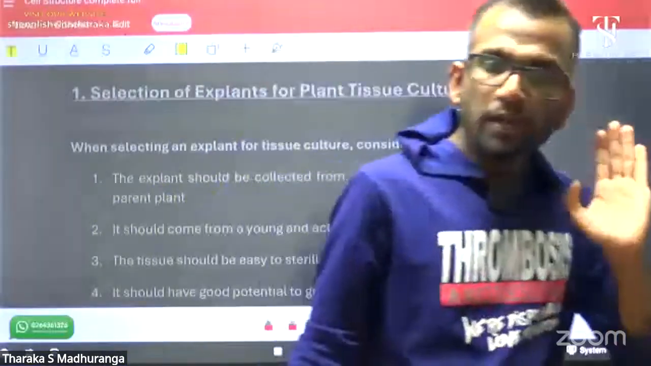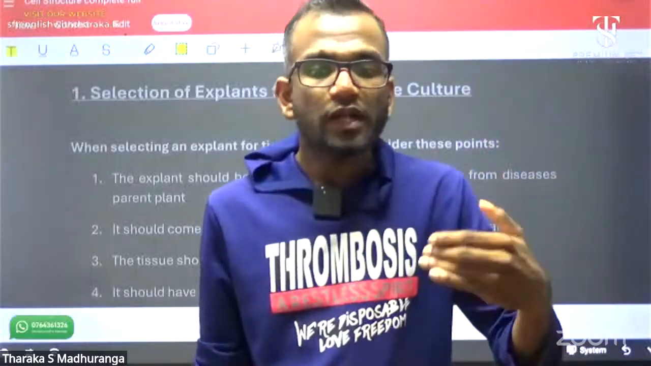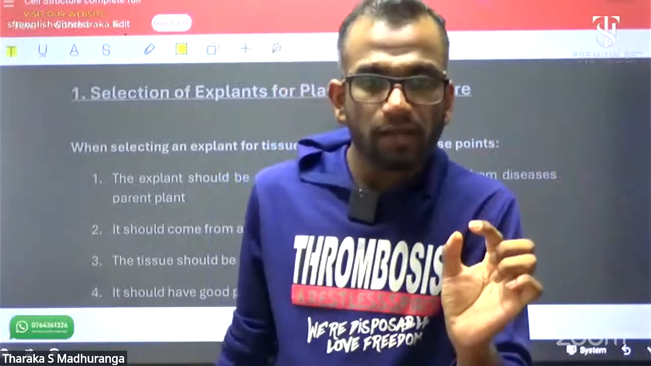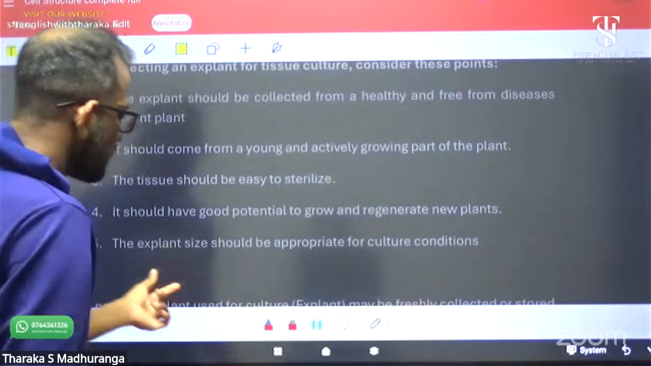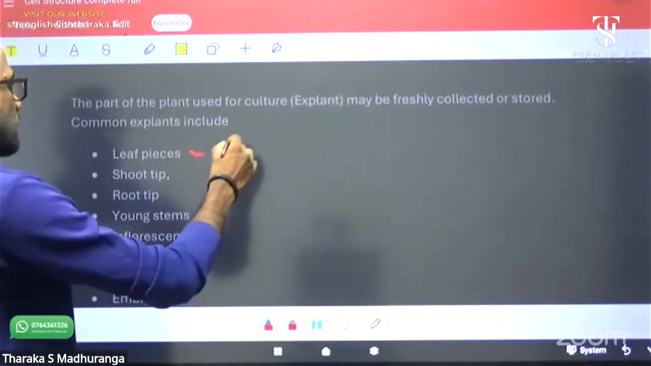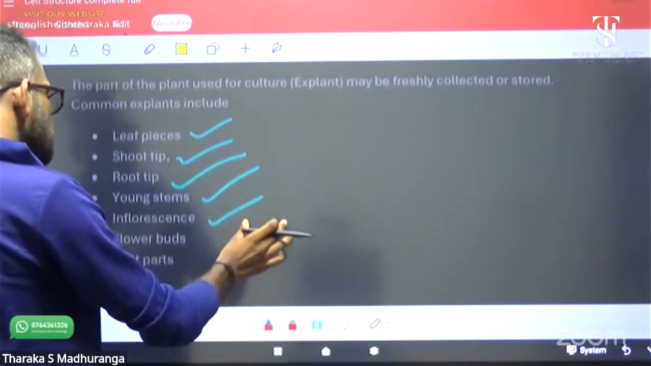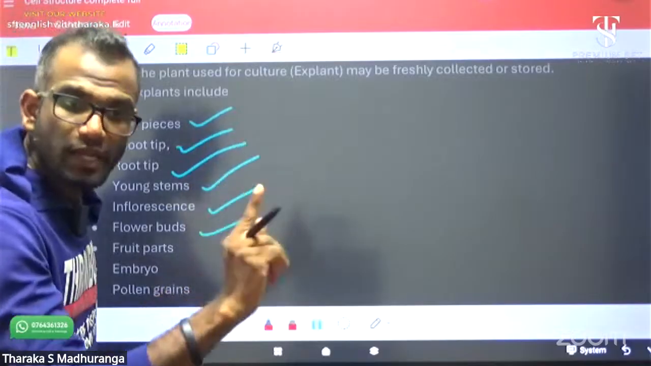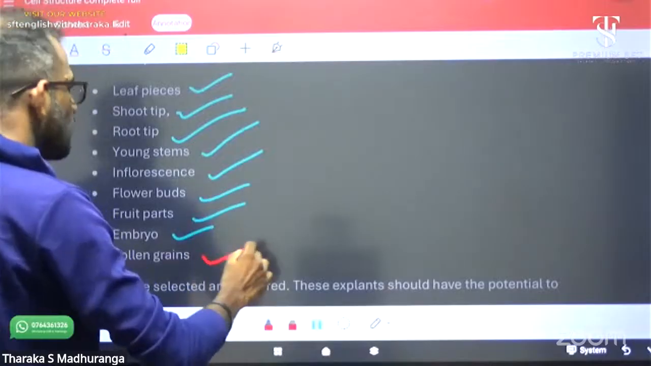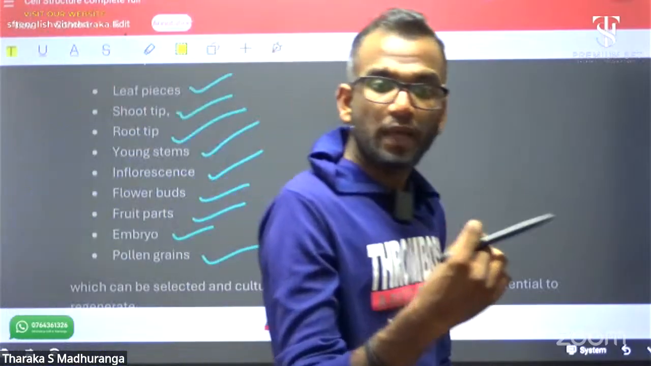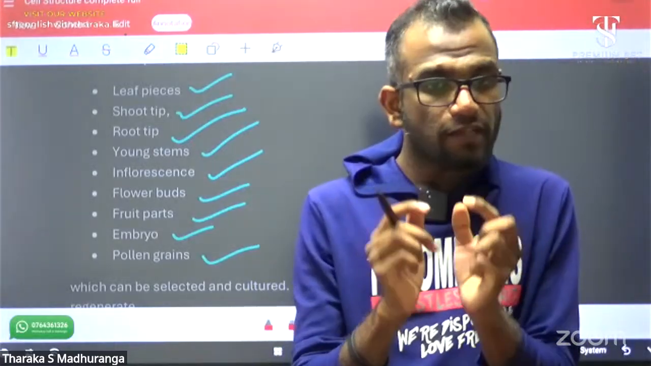Okay, let's see the steps of tissue culture one by one. The first one: select the tissue culture explant. What is an explant? We can take a seed as an explant. We can also take a leaf piece, shoot tip, root tip, young stem, inflorescence, or flower bud. Not only these, any one tissue or seed, embryo, fruit part, pollen grain, any cell of the plant we can collect as an explant.